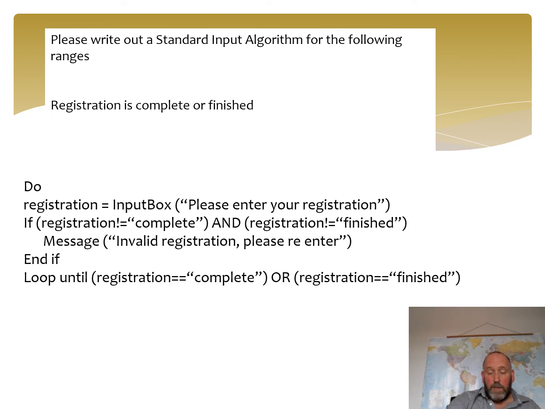Once again, we've got our loop. Inside the loop, we've got our input. We've got our conditional statement, and when we put the if, we put the end if. We've also got the error message, and we've got the finishing off line.